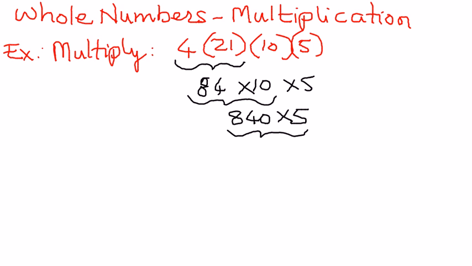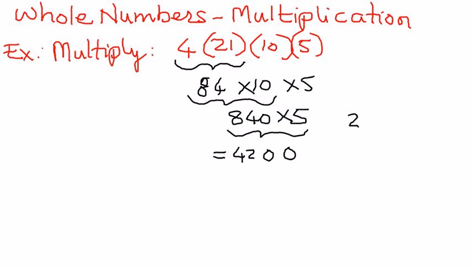So 840 multiplied by 5. We take the 5 and multiply it right here. 5 times 0 is 0. 5 times 4 is 20. 5 times 8 is 40, plus 2 is 42.